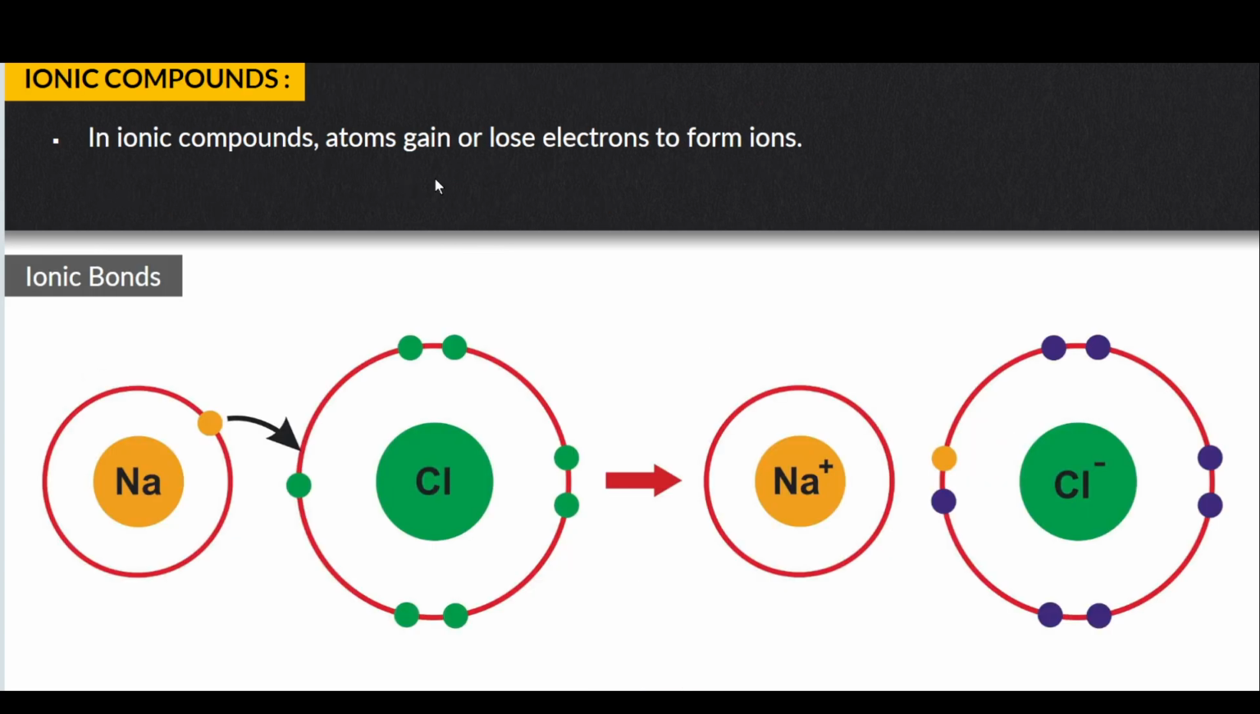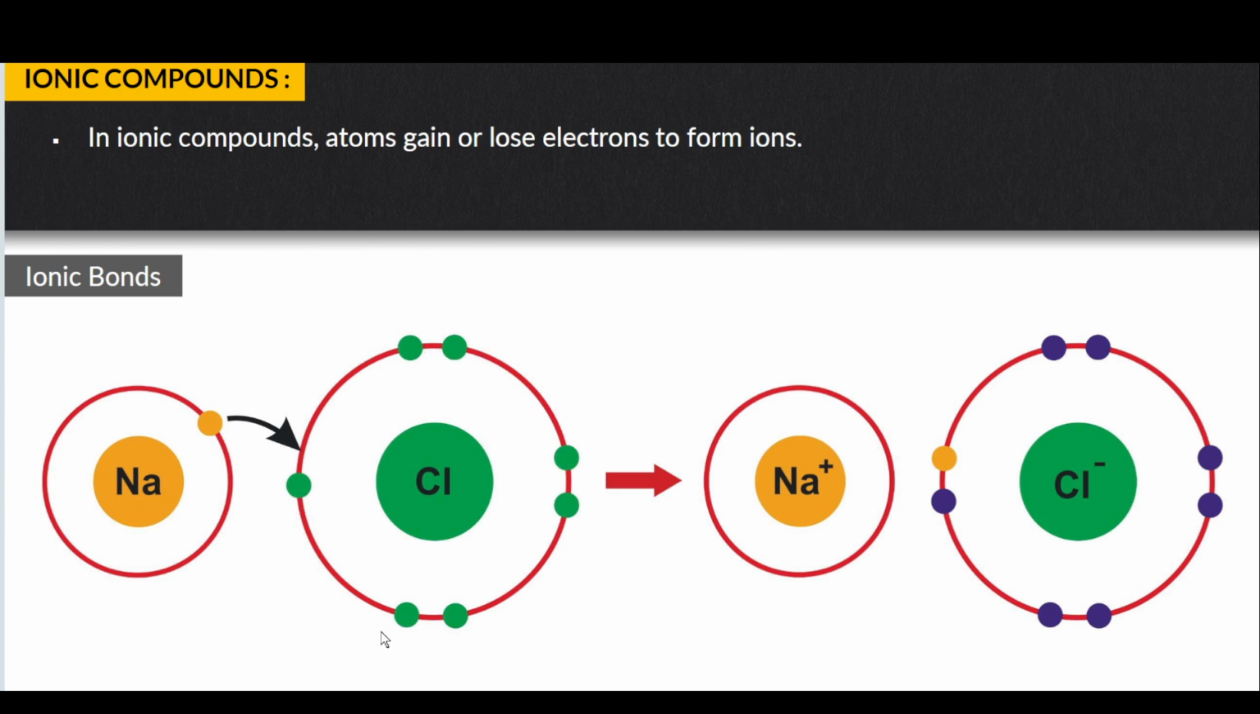Ionic compounds are formed when atoms gain or lose electrons to form ions. Like here we have a sodium ion and chlorine. So sodium valence electron. Valence means outermost electron. Sodium has one electron in its outer shell. Chlorine has seven. As you can see, these circles are representing electrons.